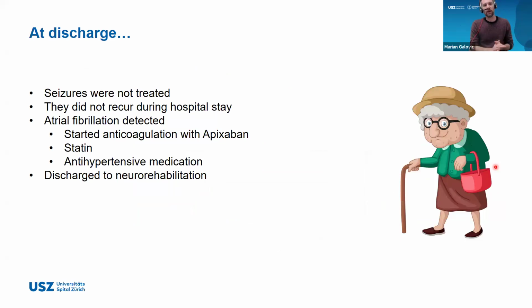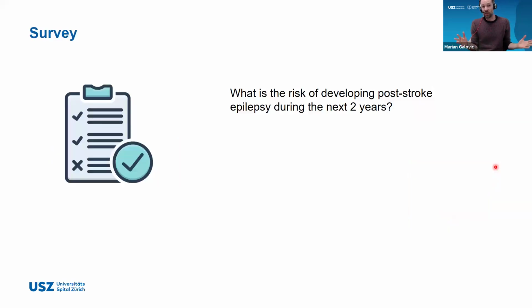So what happened to Rosa? Her seizures were not treated, but they also did not recur during hospital stay. So we were quite happy about that. We detected atrial fibrillation, and she was started on anticoagulation with apixaban. And she was started on a statin, and she received some antihypertensive medication. And then she was discharged to neurorehabilitation. But before discharge, Rosa asks you, well, what is her risk of developing post-stroke epilepsy during the next 2 years?